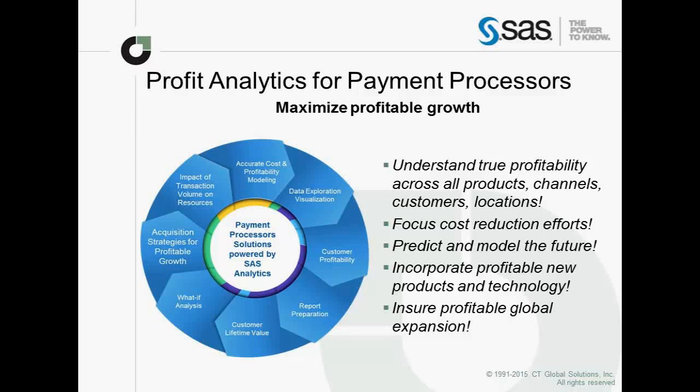The payment processor industry continues to experience growth, fueled by worldwide transaction volumes and the migration of paper to digital. But within that growth, there will be rebalancing of revenue sources and dynamic changes in the global payment landscape. How do you know what the right decisions are to maximize profit growth?